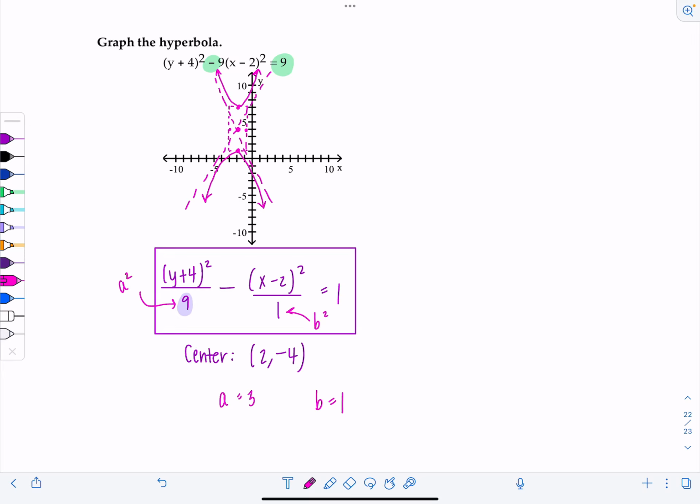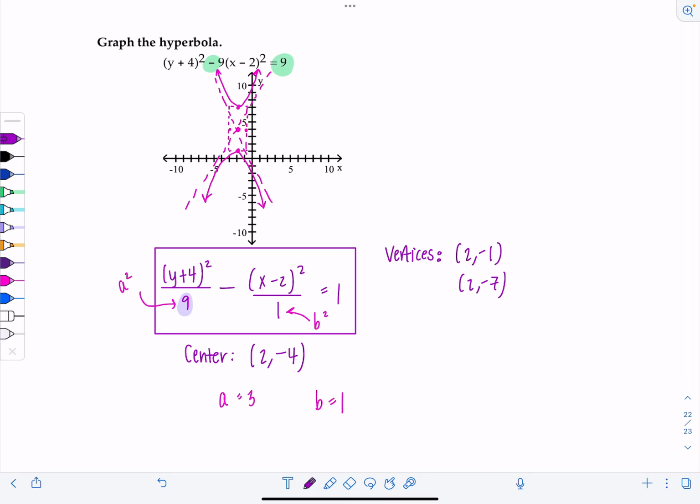They didn't ask us to find vertices and foci, but let's just do it. So this is one of the vertices, that's another one. They're from the center plus or minus 3 in the y direction. So they would be at 2, negative 1, and 2, negative 7.